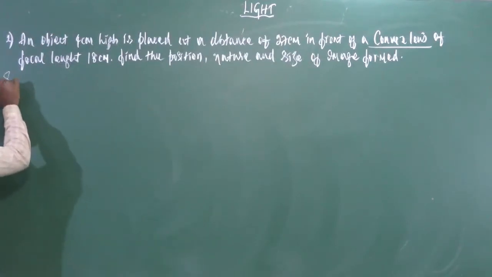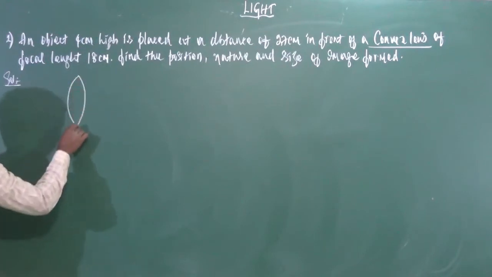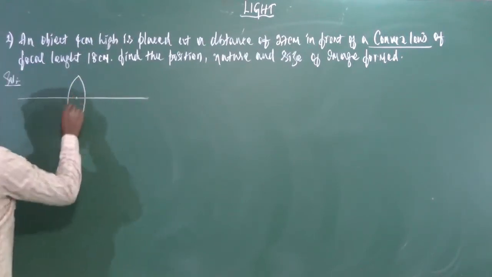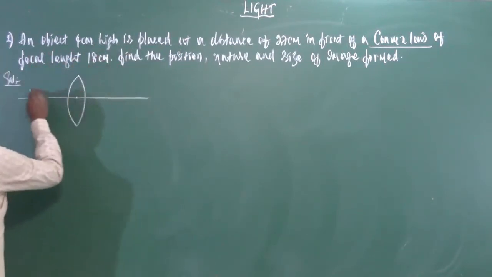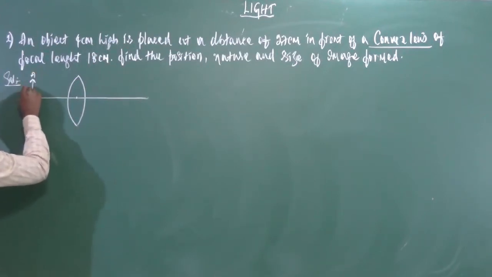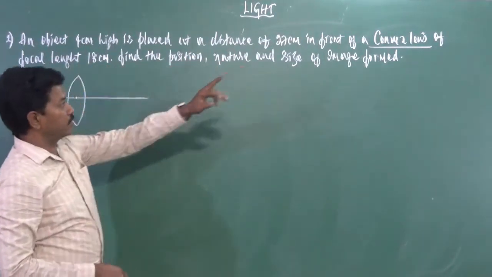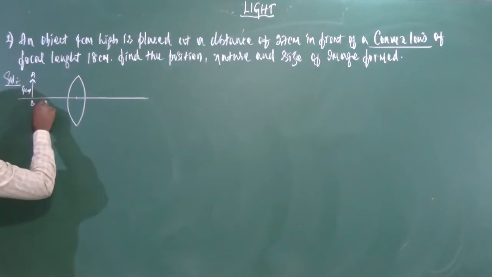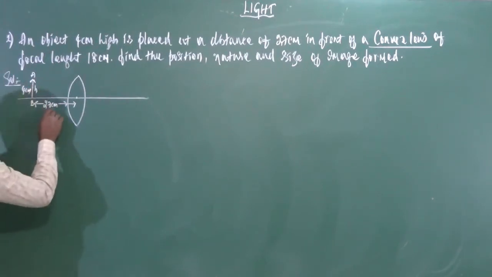So for reference, I am going to draw a ray diagram. If you also draw these types of rough ray diagrams while solving problems, it is very good for you. An object 4 centimeters in height, so I will take this as the object. I will call it AB. This is 4 centimeters high, placed at a distance of 27 centimeters in front of a convex lens. So this distance is 27 centimeters. Now this value is h we have got, and this value is u, the object distance it has given.